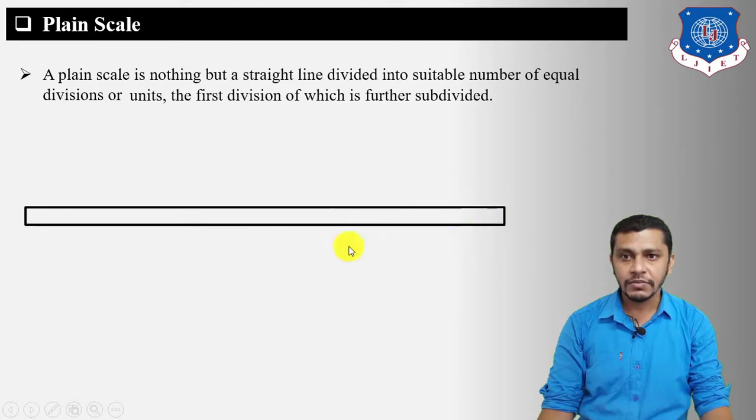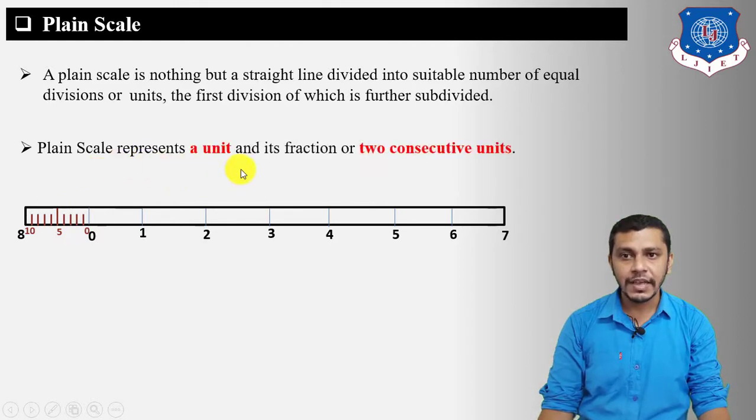So here is a figure or land which is divided into some main number of divisions, and the first main division is divided into subdivisions. So this is a plane scale in which the given length is divided into some number of main divisions, which should be equal, and the first main division is divided into subdivisions. And a plane scale represents a unit and its fraction, or two consecutive units.